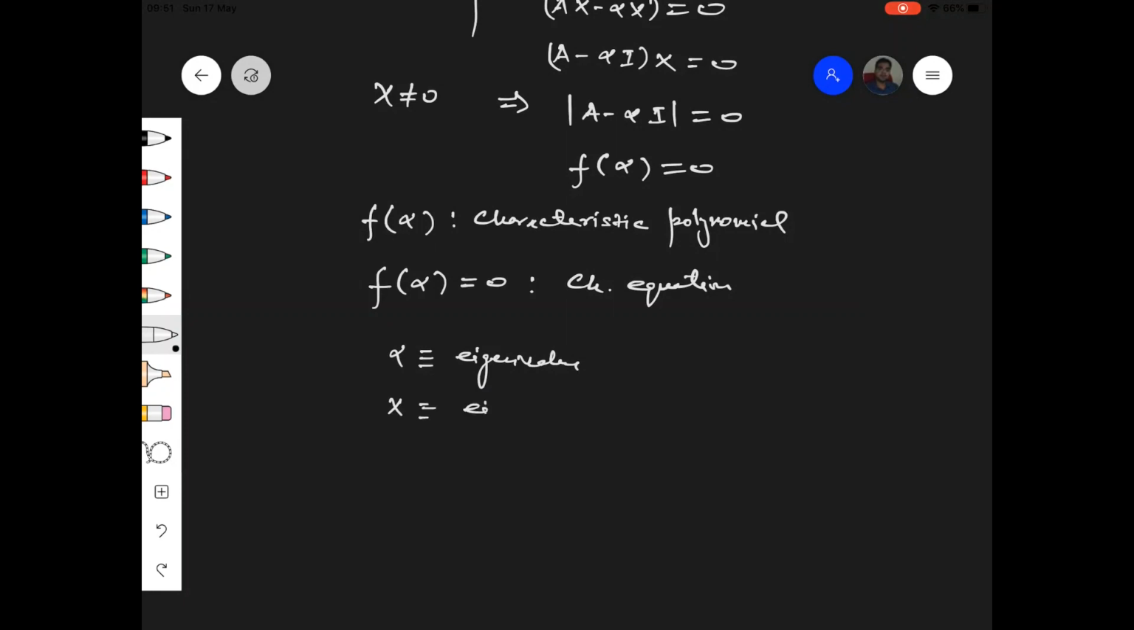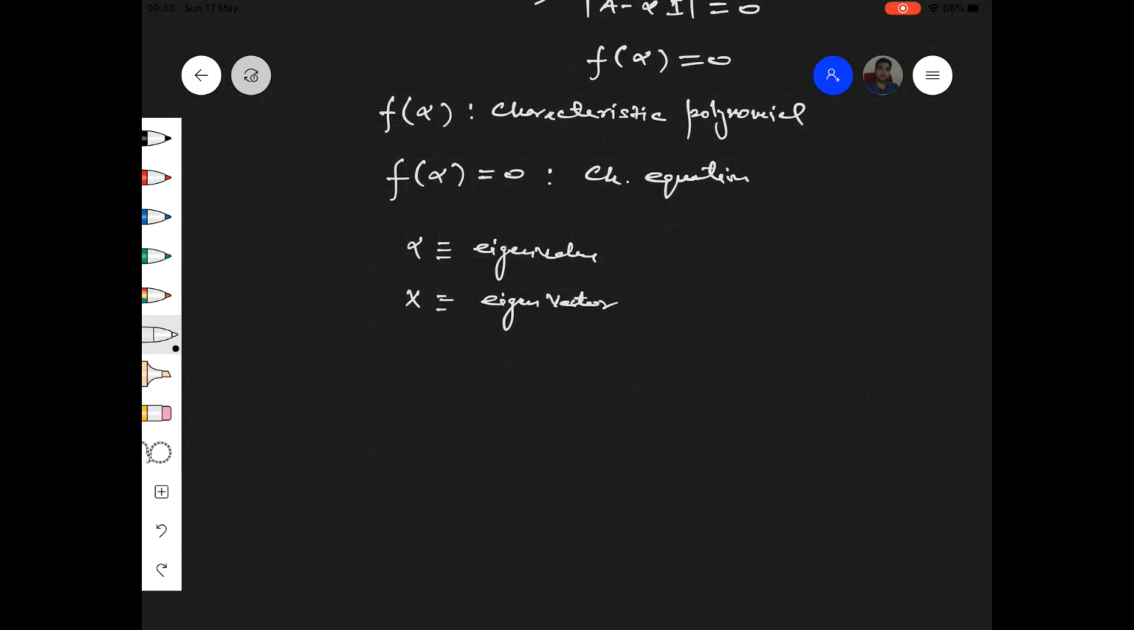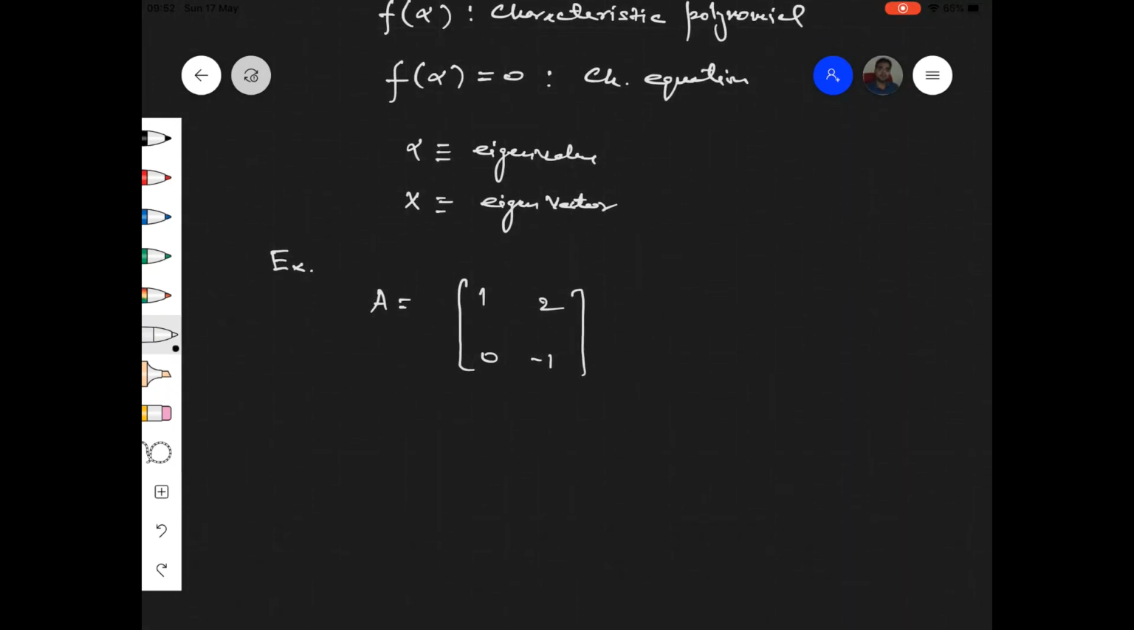So throughout this lecture, alpha is going to be an eigenvalue and capital X is going to be the eigenvector corresponding to alpha. So now we'll begin with an example where we are going to learn how to evaluate the values of alpha and x. So let's begin with a 2 cross 2 matrix which has entries 1, 2, 0, minus 1. And we are looking for the values of alpha for this matrix, that means the eigenvalues.